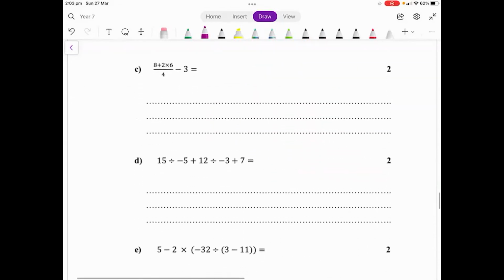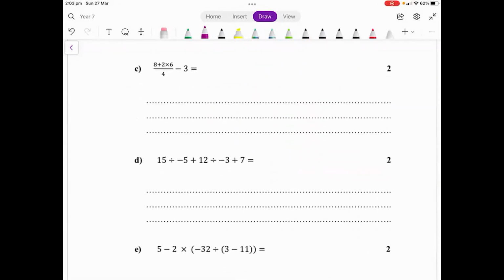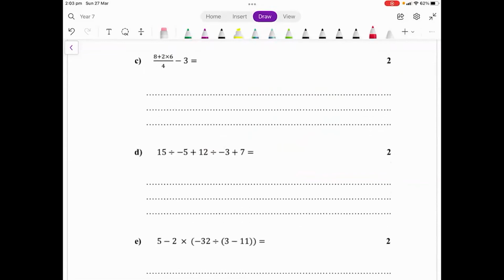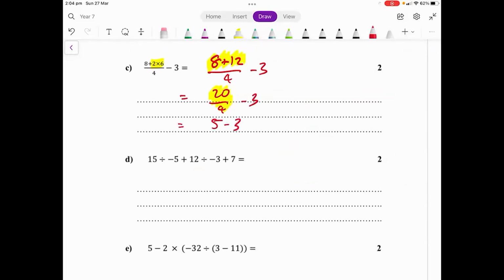Question C is a little bit trickier. There's an invisible set of brackets over the numerator because there's multiple operations there. So we're going to deal with that numerator first. So 2 times 6 is 12. Everything else stays the same. 8 plus 12 is 20. Everything else stays the same. 20 divided by 4 is 5. Everything else stays the same. And finally, 5 minus 3 is 2.